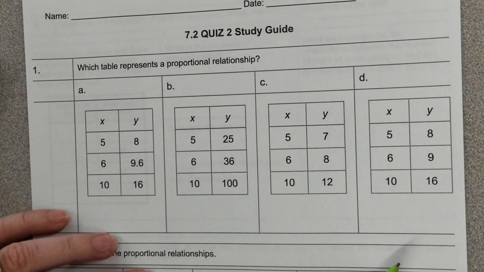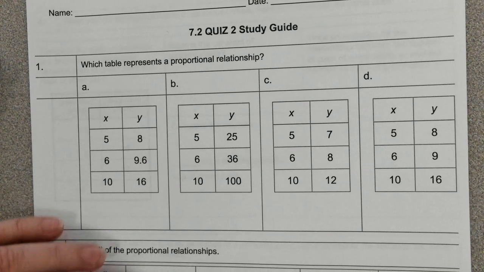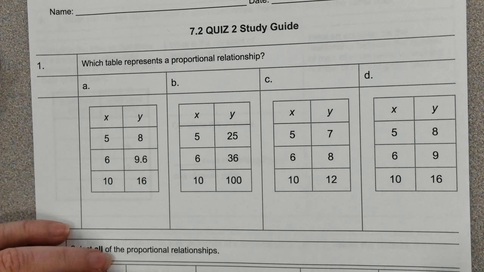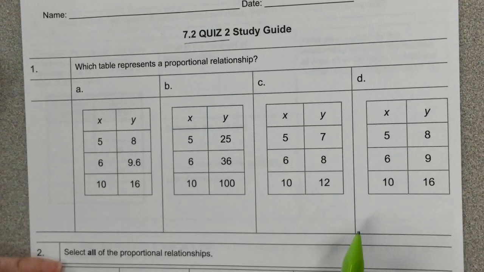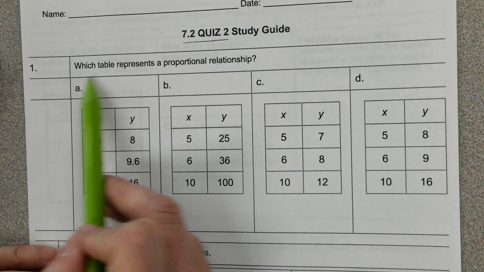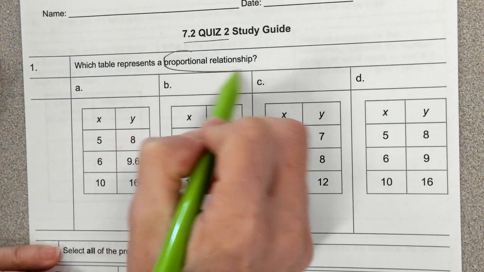Okay, so for those of you who need a little bit of extra help, want to see this again, or if you were absent, this is the study guide for 7.2 Quiz 2 with answers and brief explanations. Number 1 says which table represents a proportional relationship.